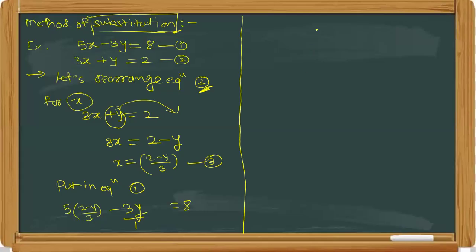See, as there is 1 in the denominator, it is like 5 by 3 into 2 minus y, minus 3 by 1 into y, equals to 8. Let's now make the denominators equal. So it will be 5 into 2 minus y minus 3 into 3y, upon 3 into 1, equal to 8.